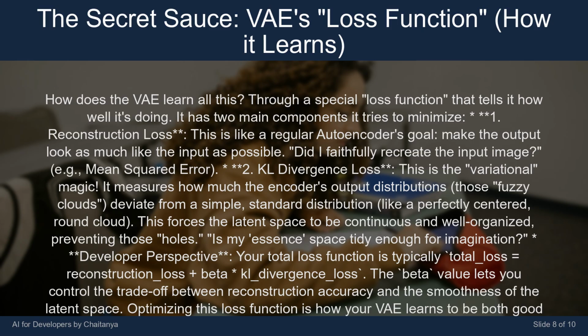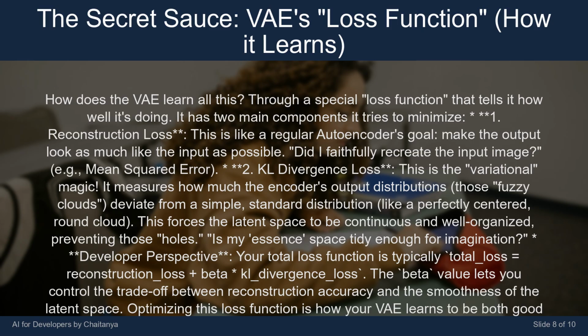2. KL divergence loss. This is the variational magic. It measures how much the encoder's output distributions, those fuzzy clouds, deviate from a simple, standard distribution, like a perfectly centered, round cloud. This forces the latent space to be continuous and well organized, preventing those holes. Is my essence space tidy enough for imagination?